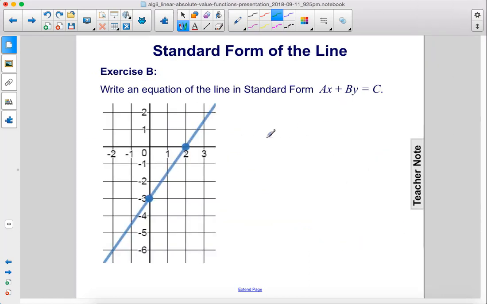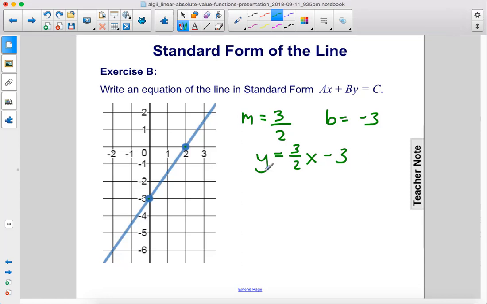Exercise B. Write an equation of the line in standard form, ax plus by equals c. First, let's calculate the slope. So we take 2 points, and we see how many up and how many across. 1, 2, 3 up, 2 across. So the slope is 3 over 2. And the y-intercept, lowercase b, is -3. Therefore, the equation of this line is y equals 3/2 x minus 3, because this is the form for mx plus b.